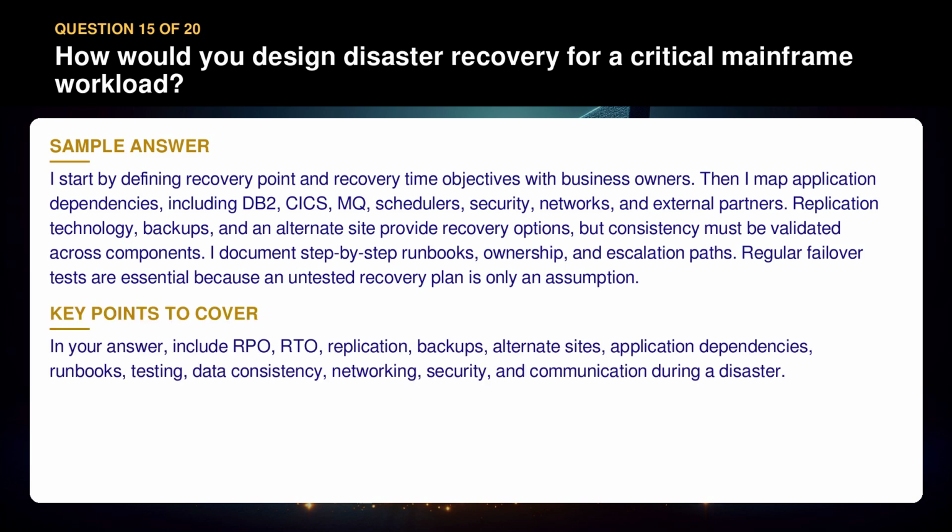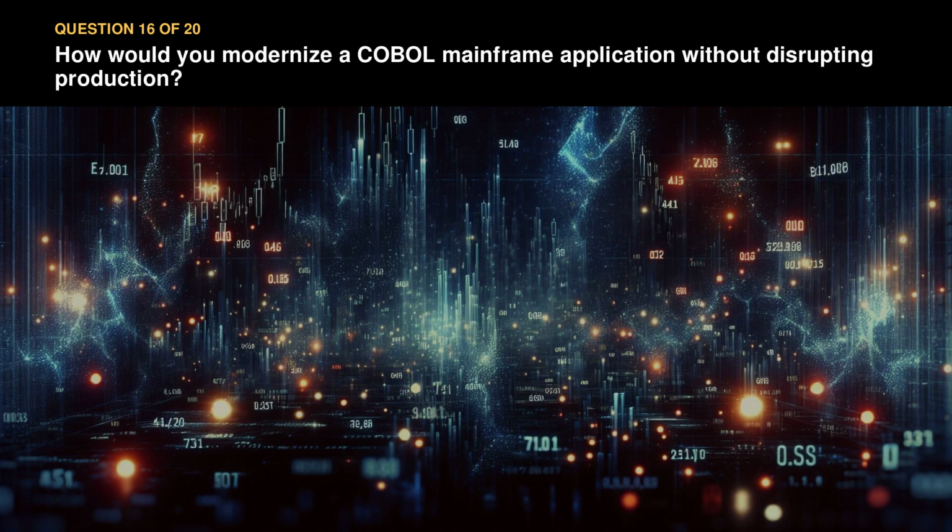In your answer, include RPO, RTO, replication, backups, alternate sites, application dependencies, runbooks, testing, data consistency, networking, security, and communication during a disaster. Question 16. How would you modernize a COBOL mainframe application without disrupting production?